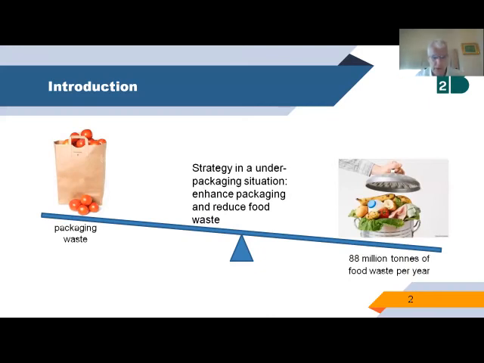In Europe, yearly 88 million tons of food are wasted. That's a lot. And part of the problem is also the packaging solutions that are offered. If the packaging is inadequate, it's not good enough, then you have a risk of food waste. Like in this case, a bag that's not really appropriate to pack these tomatoes. And then there is the risk of food waste. So a strategy in an under-packaging situation would be to enhance the packaging solution, and in this way try to reduce food waste. Of course, this is a balance.